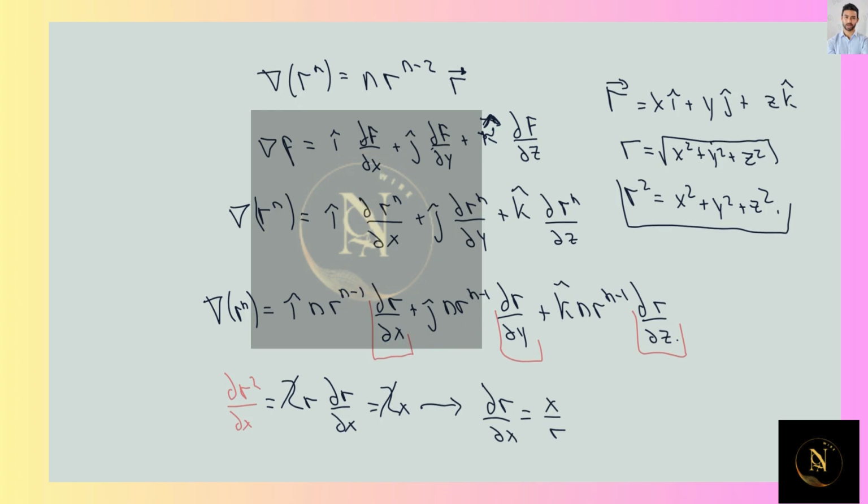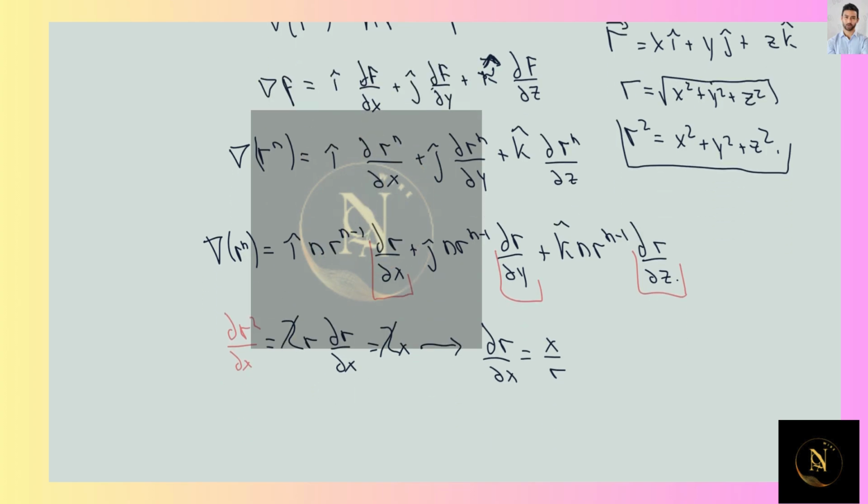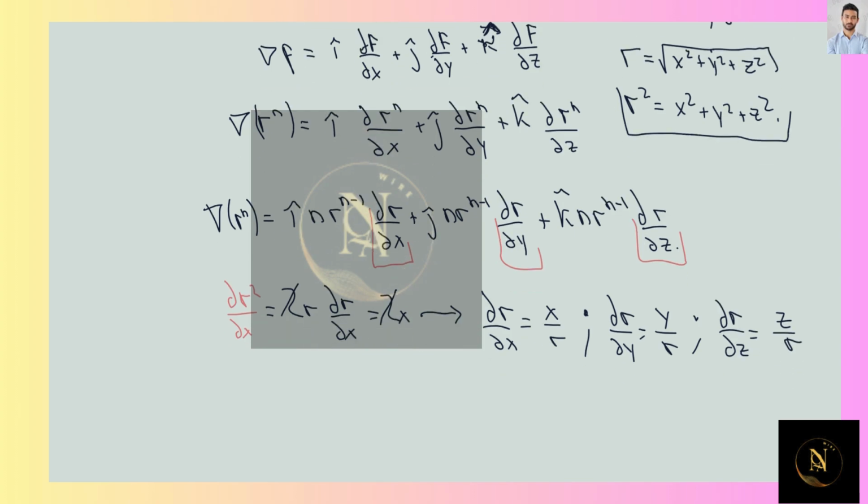We can repeat the same procedure with the other two coordinates, with respect to y and with respect to z, and what you're going to find is that the partial derivative of r with respect to y is equal to y divided by r, and that the partial derivative of r with respect to z is equal to z divided by r.